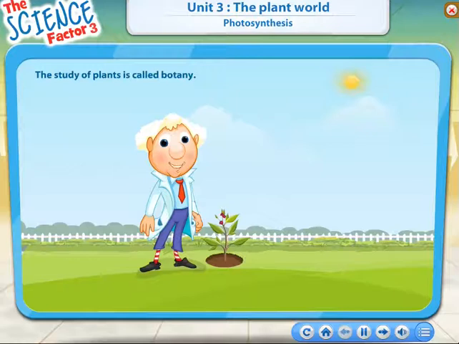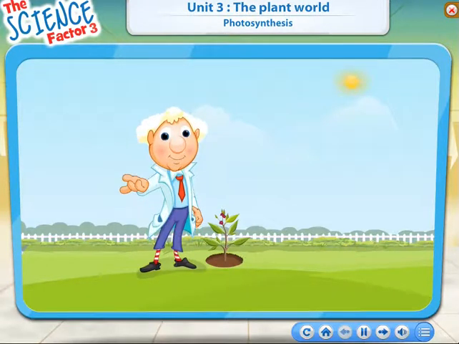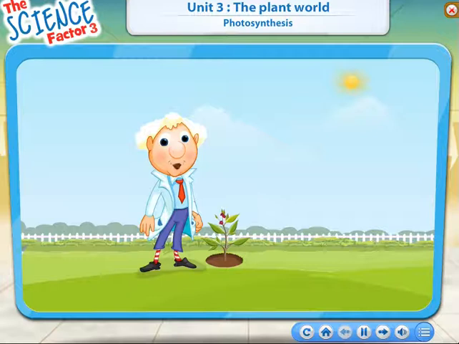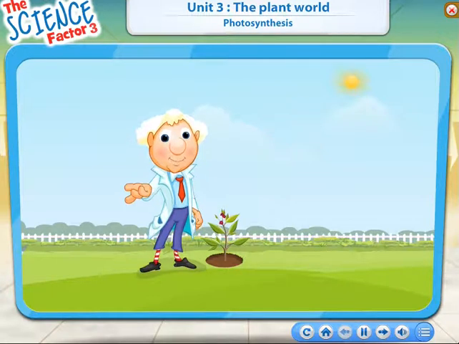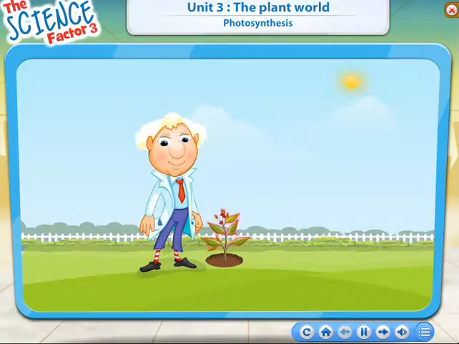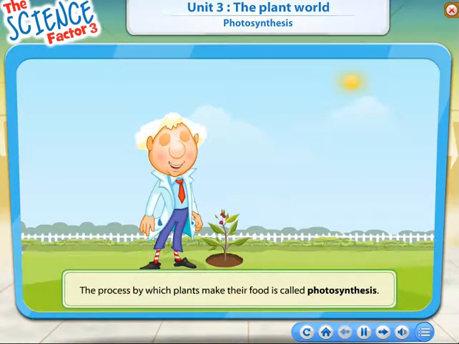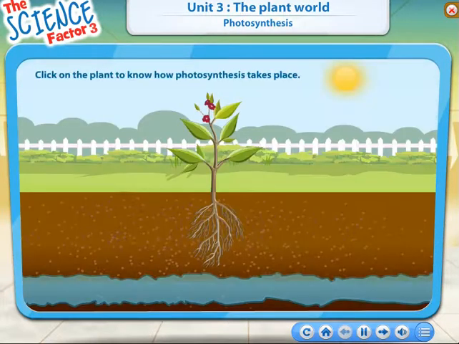Plants is called botany. Just like animals, plants need food for survival. Do you know where plants make their food? Plants make their food in the leaves. The process by which plants make their food is called photosynthesis. Click on the plant to know how photosynthesis takes place.